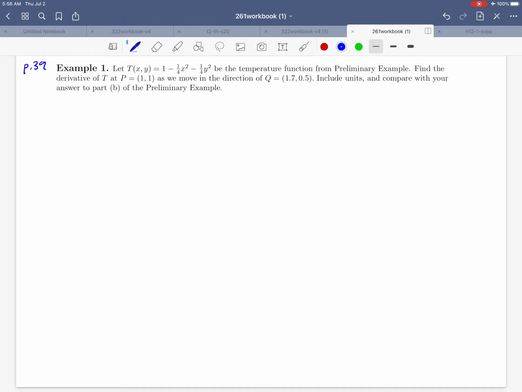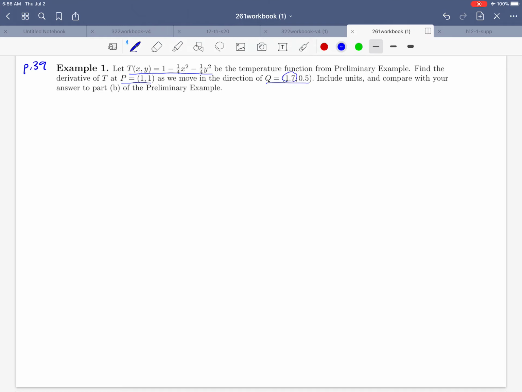Okay, and this example involves the same temperature function that we used in the preliminary example, and essentially the same points P and Q. Q is a little bit different. I think I rounded off the first coordinate to 1.7, but you can think of this as being the same problem that we did in part B of the preliminary example where we found that approximation.